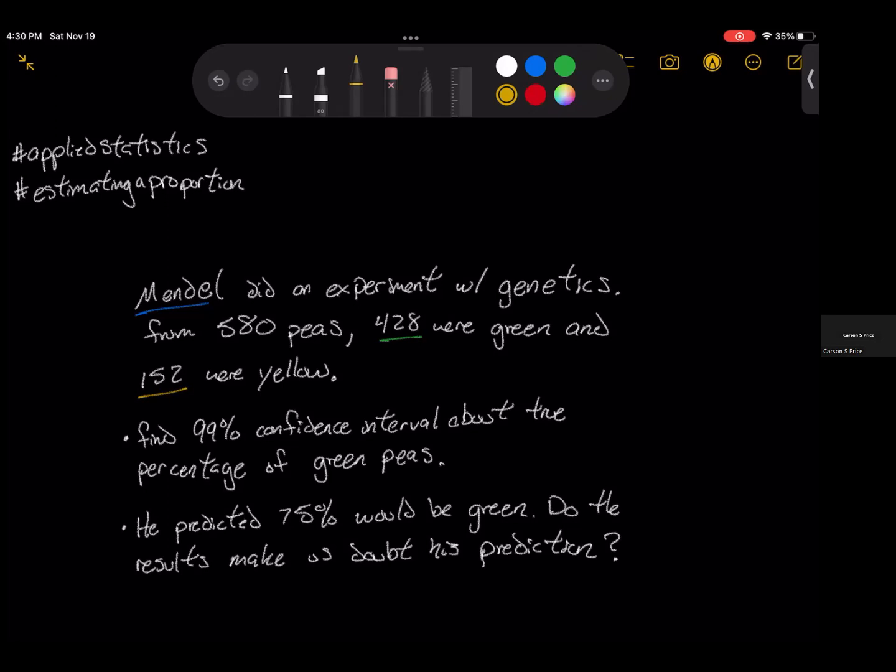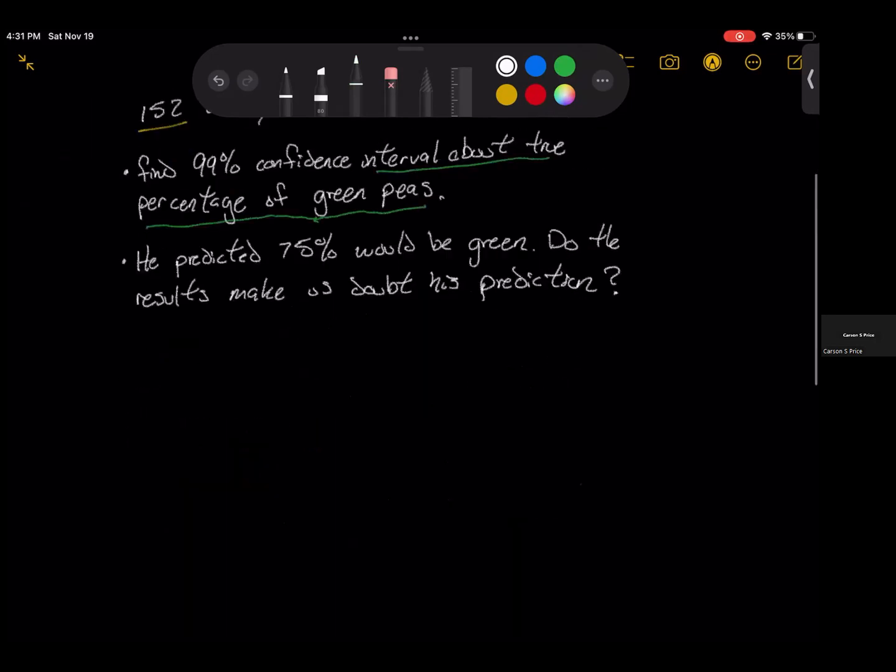And the problem statement says that I should find a 99% confidence interval about the true percentage of green peas. So because I'm trying to find an interval about the true percentage of green peas, I'm going to use the 428 green peas out of the 580. So that is going to be the proportion from my sample in which I center my curve.